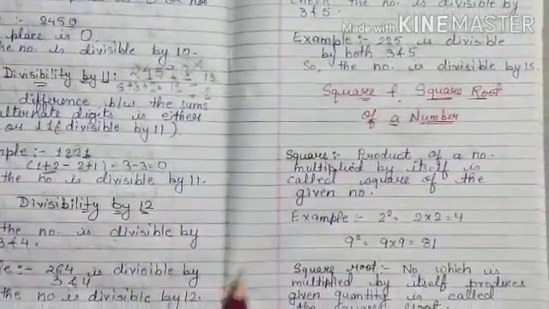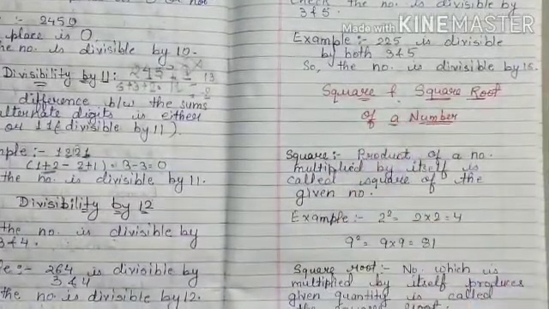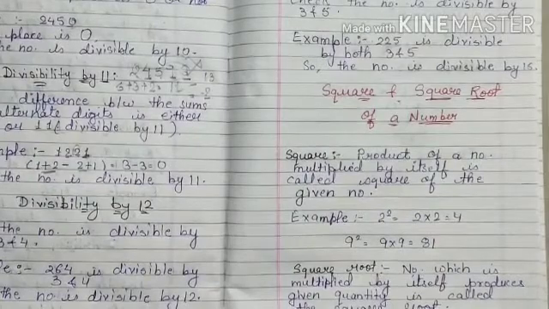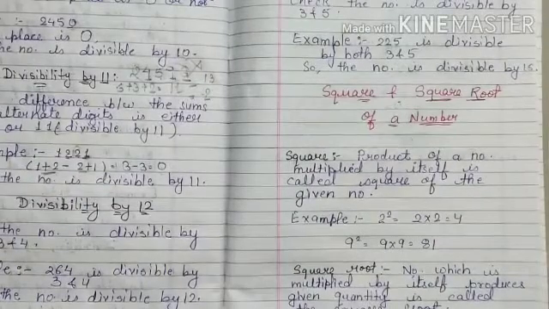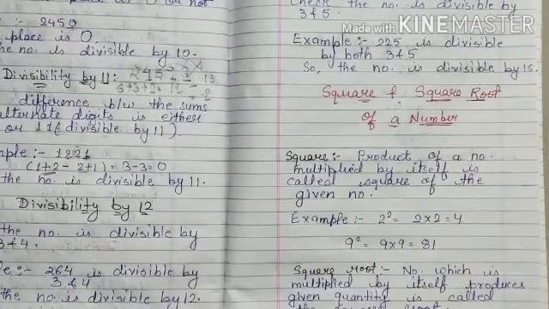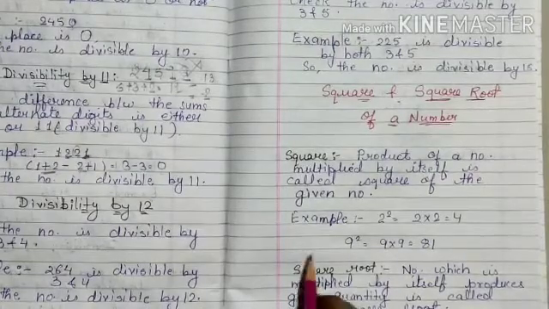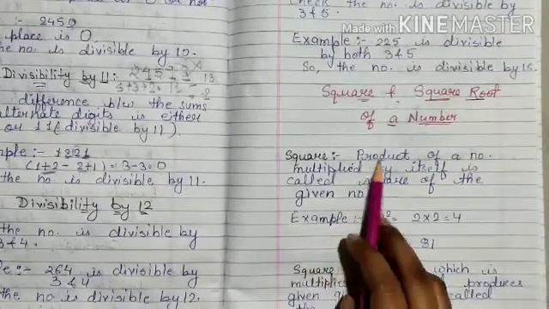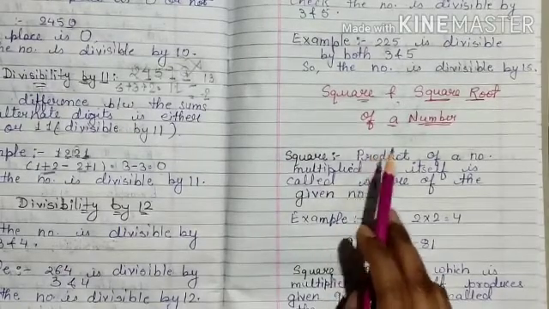There is one more topic: square and square root of a number. Okay. So what is a square? Square means the product of a number multiplied by itself is called the square of the number. We have to multiply the same number 2 times.